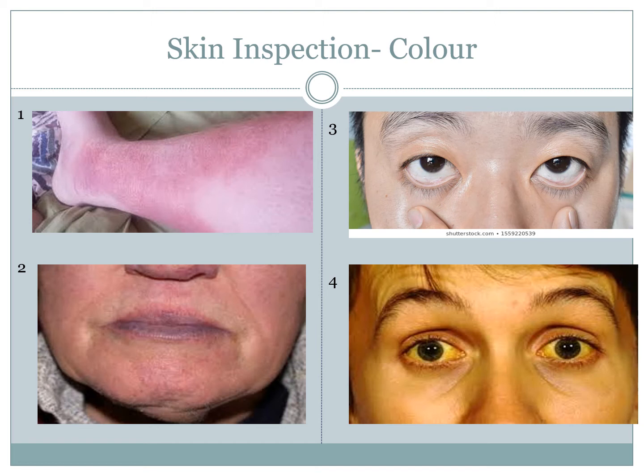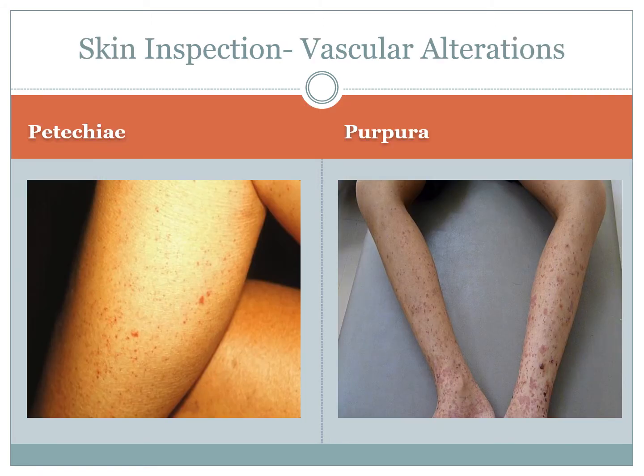And the last one, number 4, yellow coloured skin changes indicative of either an increased bile caused by damage or obstruction to the hepatobiliary system, or an increase in carotene pigmentation due to an excessive intake of vegetables that contain carotenes, like your carrots. After we look at general colour changes, we can start looking at specifics, vascular alterations.